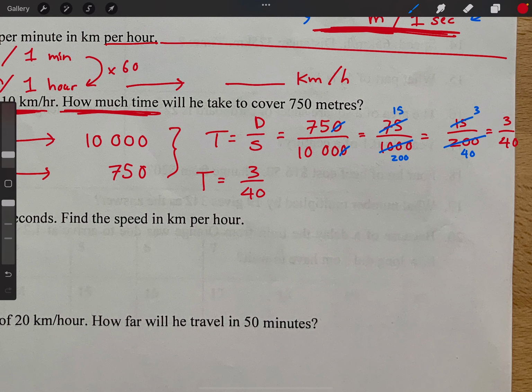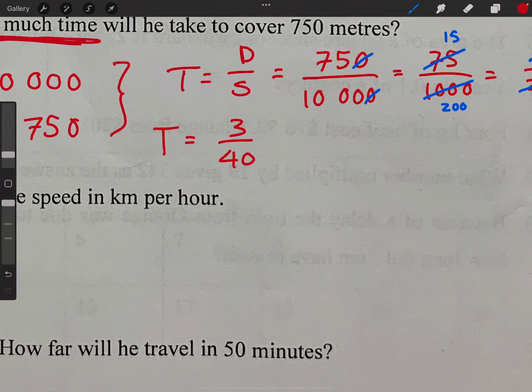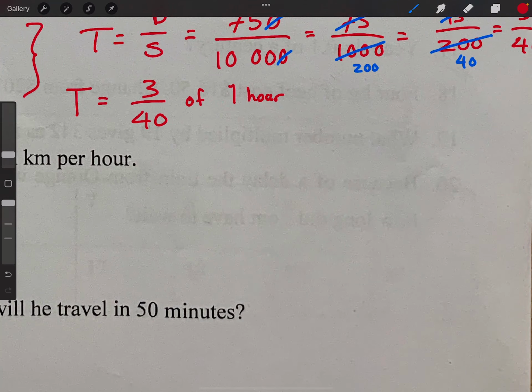Now 3 over 40 what? What's the time? This is in hours, right? 3/40 of an hour. Of an hour. 1 hour. So when you see this, what we're going to do is work out how many minutes this is. So let's change this one into minutes. So instead of saying 1 hour, I'm going to say 60 minutes.